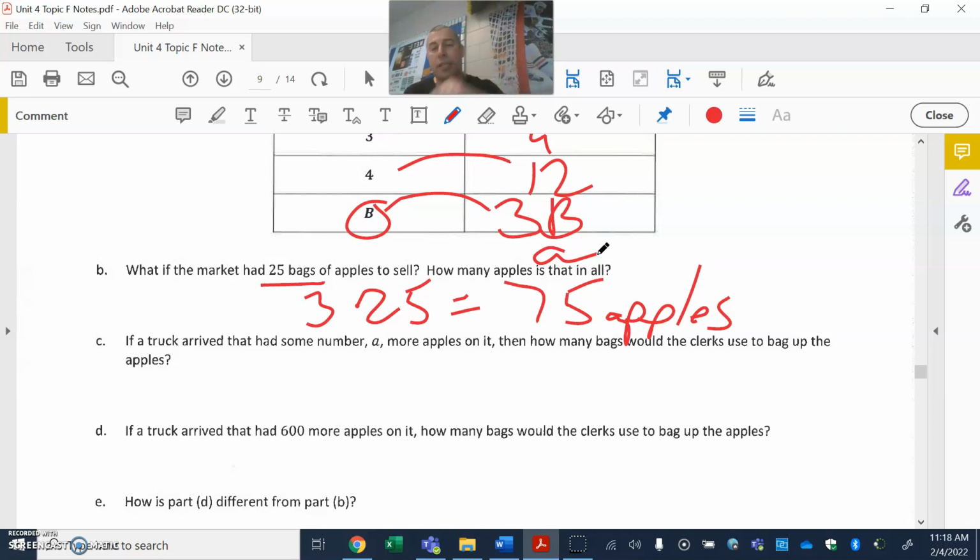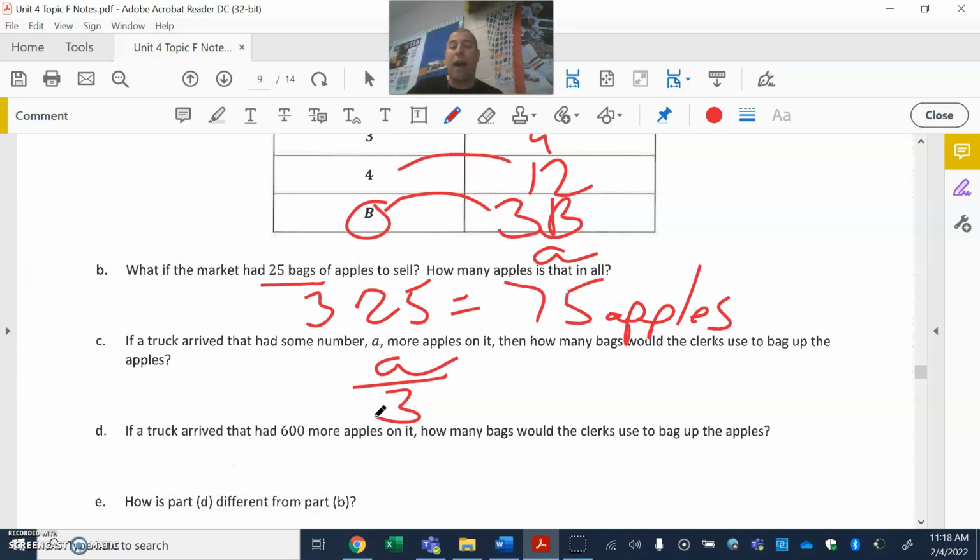What do you do to a 12 to get to a 4? A 9 to get to a 3, all right? A 6 to get to 2. Well, each time you are dividing by 3. Yes, so we would take the number of apples and divide by 3. That would tell us how many bags that we've got. And so this is why we like it with those larger numbers.